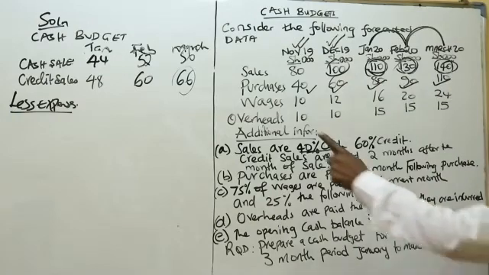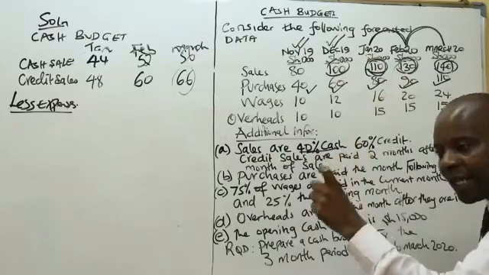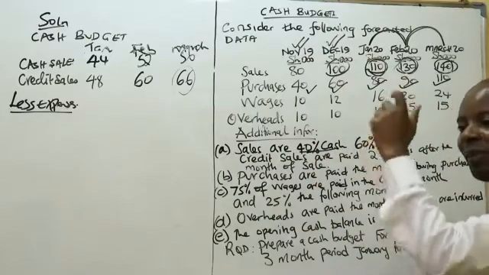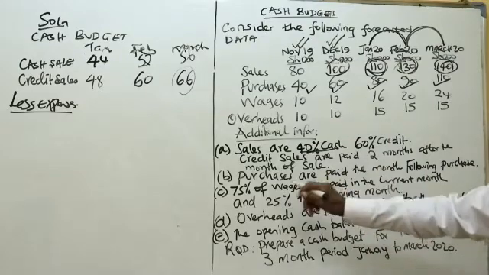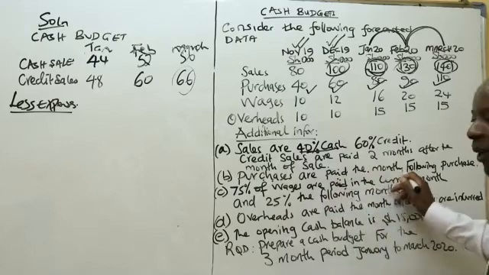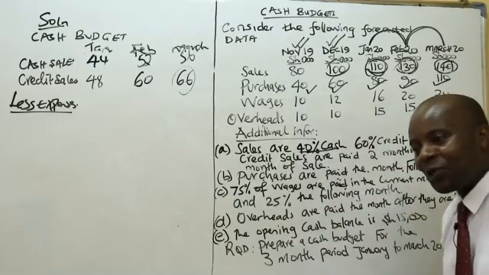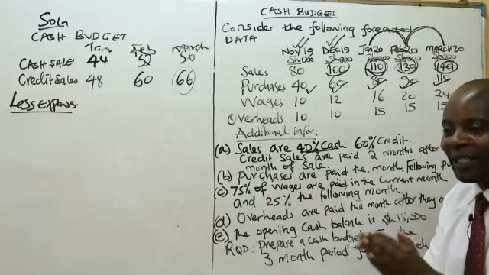But remember, we are doing a cash budget. In a cash budget, we are interested in the exact timing when money will flow out of the organization. So what have they told us about purchases? Purchases are paid the month following what here, somebody? The month following the month of purchase.